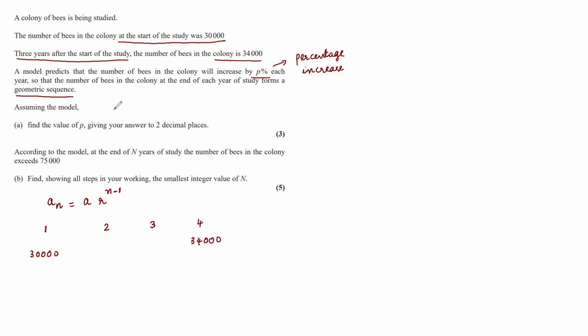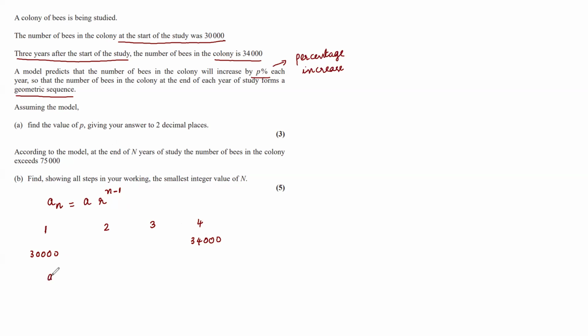So the common mistake is that since you have seen that 3 years after the start of the study, you may write n as 3, but that is not the correct way. It's given that at the start of the study, that means it's not at the end of the first year, it's the beginning of the first year. Beginning of the first year, it was 30,000. At the end of the first year, let's say n is equal to 2. At the end of 2 years, n is equal to 3. And at the end of 3 years, n will be 4.